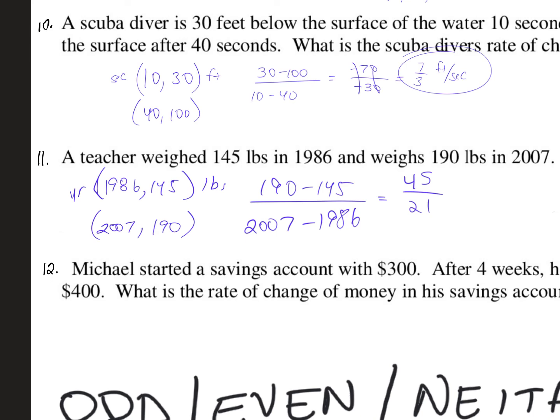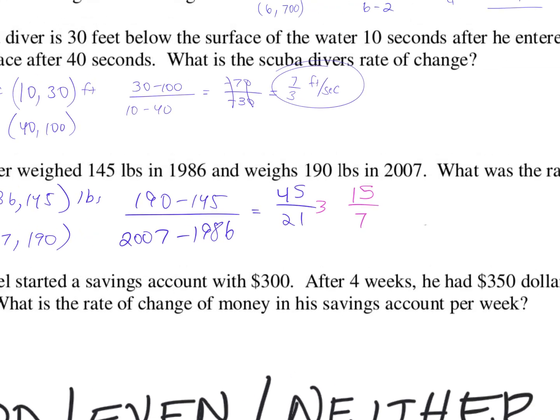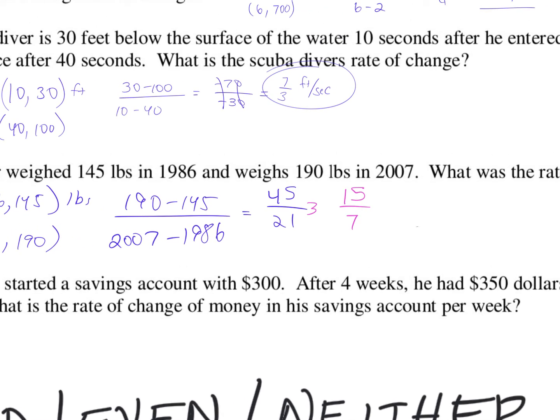All right, does that simplify? Is there a number that goes into 45 and 21? 3. What's 4 plus 5? 9. What's 2 plus 1? 3. 3 goes into both. 3 goes into 45, 15. And 3 goes into 21, 7. Does that simplify any prettier? No. I mean, you could if you wanted to, but you don't have to. So what is my unit? Pounds per year. Your word problems should all have units with their answers.